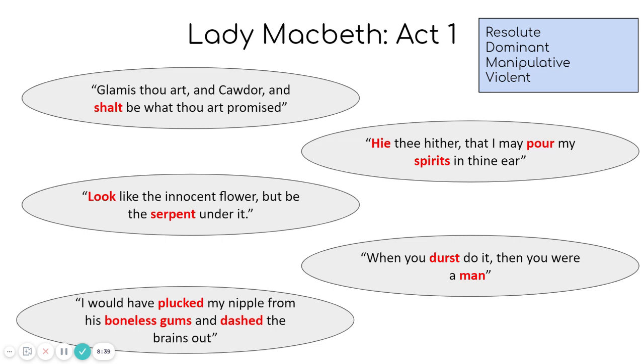When Macbeth then appears, when he finally gets back to the castle, they have a conversation about what they're going to do. And Lady Macbeth's advice to her husband is to look like the innocent flower, but be the serpent under it.